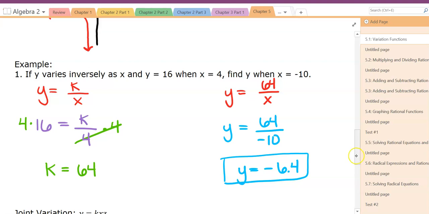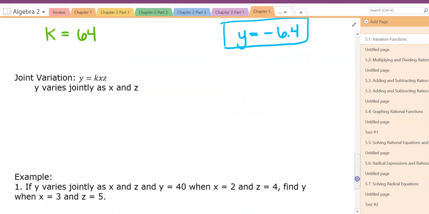The last type of variation is the joint variation. So this is when y is varying jointly with two or more variables. Most commonly, you're going to see something that looks like this, y equals kxz. So the x and the z are being multiplied together. They're adding in another variable to this problem, and that's where that jointly comes in.